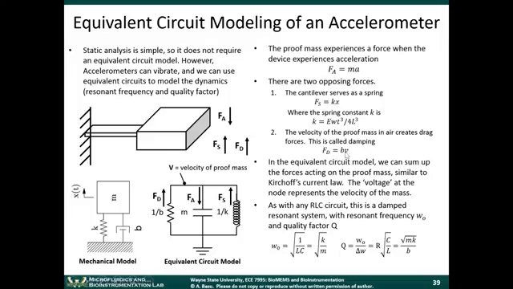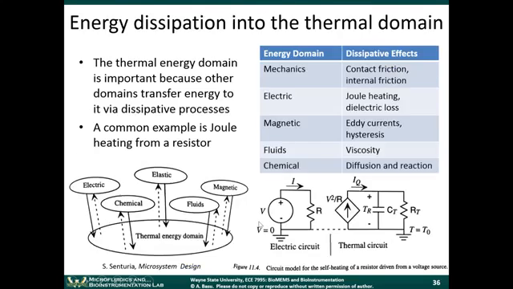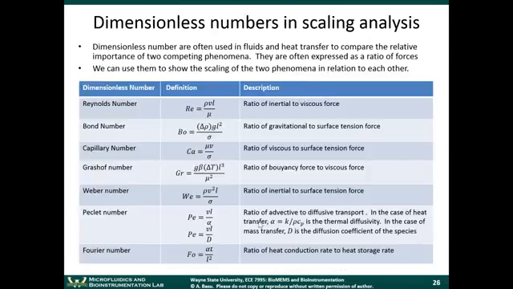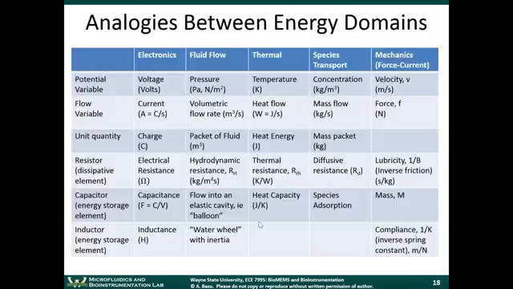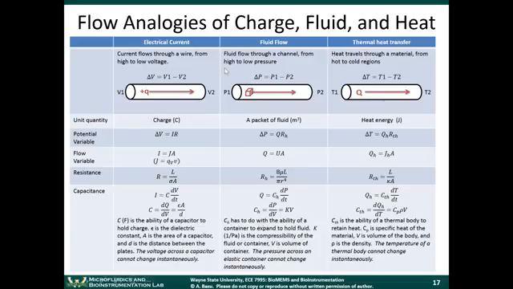So the question is, how can we model this using a circuit? This is an equivalent circuit model. Just to give a little context, remember in this slide we were showing the flow analogies of charge, fluid, and heat, and that you can model these different systems with electrical circuits, whether you're talking about electricity, the flow of fluid from one place to another, or the flow of heat from one place to another. In my opinion, the fluid flow and heat transfer analogies are pretty straightforward.